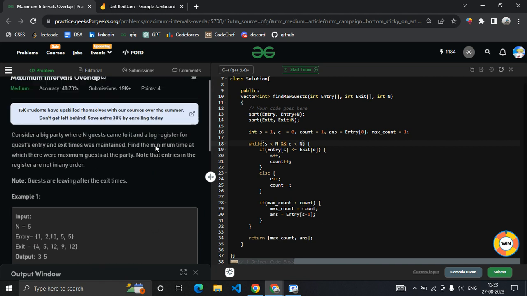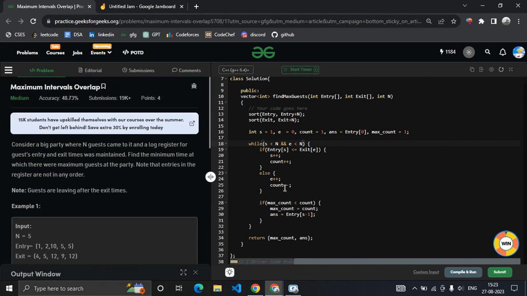So this is the approach. If you didn't get this approach, see the video once again. It's a nice question where you can glance at all the concepts like greedy approach, two pointers, all those things.